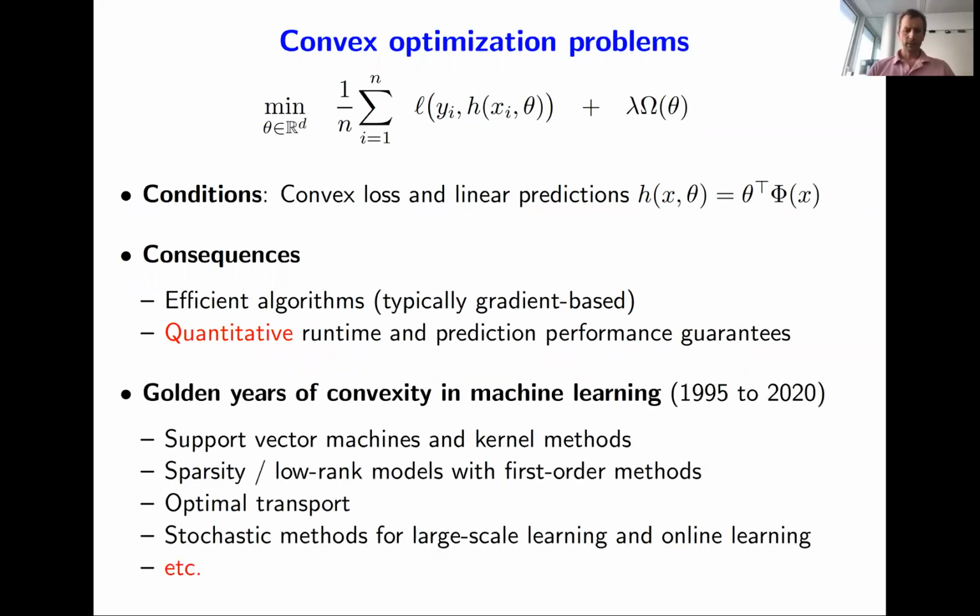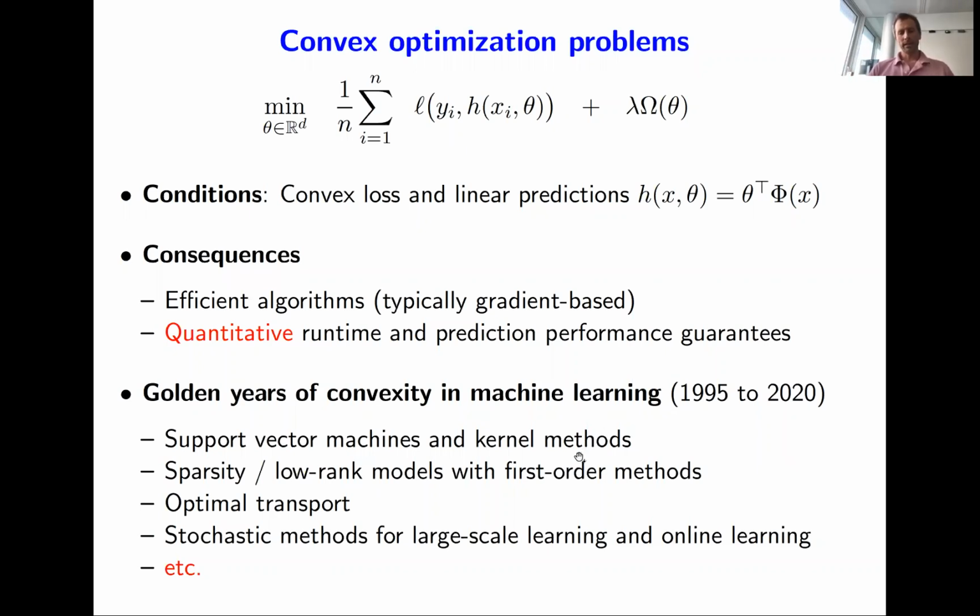So this is what I call the golden years of convexity in machine learning. Okay, so I put the start in 95, like support vector machines, and I put the end in 2020. So we still have a few months to go before the golden years stop. So I've mentioned SVMs and kernel methods because this is where I studied machine learning. So this is what I knew when I started.